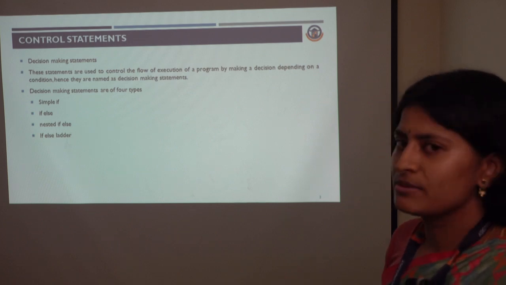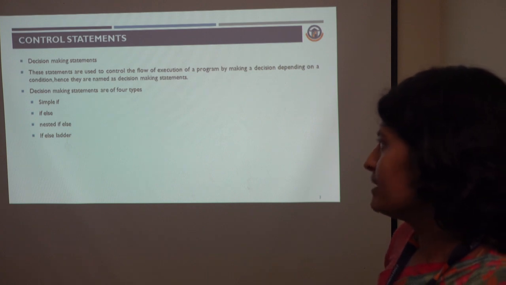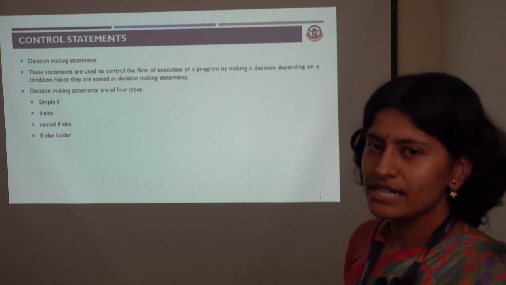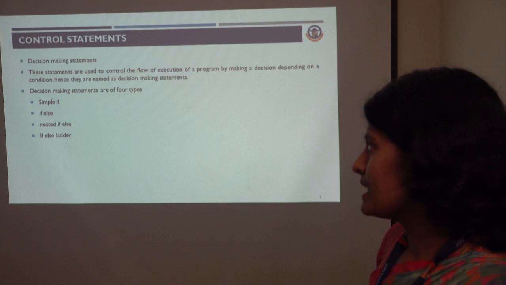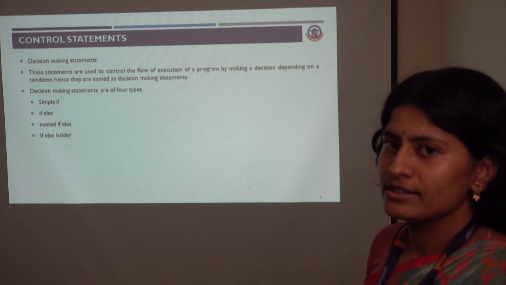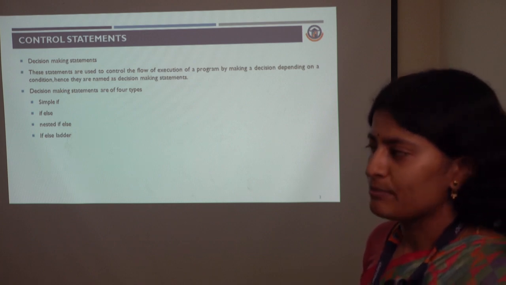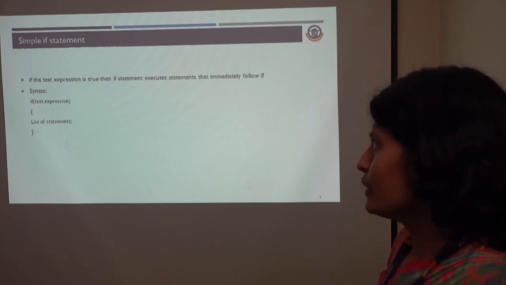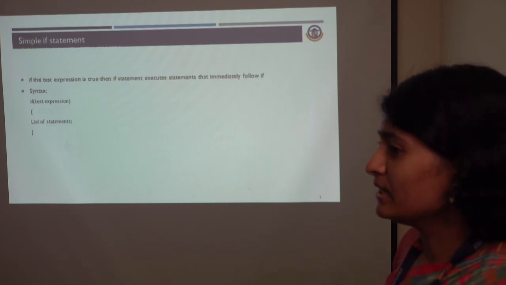There are four types of decision-making statements. They are simple if statement, if-else statement, nested if-else statement, and then if-else ladder. Let's see it one by one, with its syntax and the sample program. First, we are going to see the simple if statement.